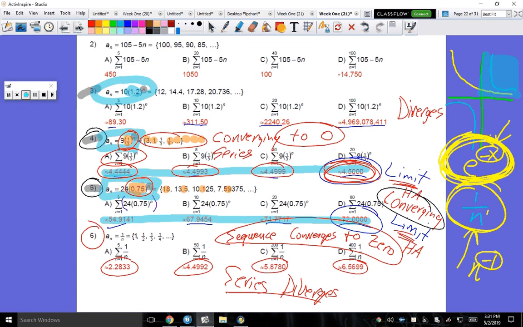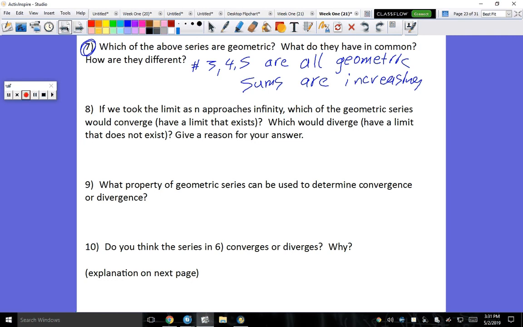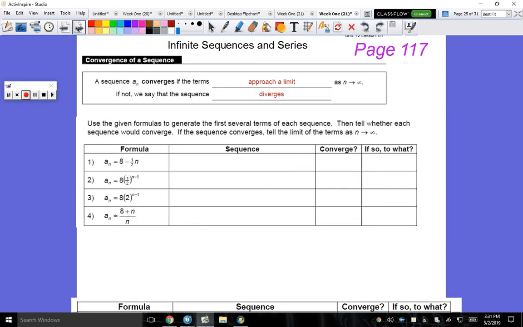Alright. No worries. Let's keep going. Let's go to our last couple of pages. So our last couple of pages, we're talking about infinite series and sequences. So we've talked about it. As n approaches infinity, this is going to tell us whether it diverges or whether it converges. Okay? So here's my formula, and I want to see the sequence. In other words, I'm going to put in n is 1, n is 2, n is 3, so on and so forth, and let's list out the first several terms.